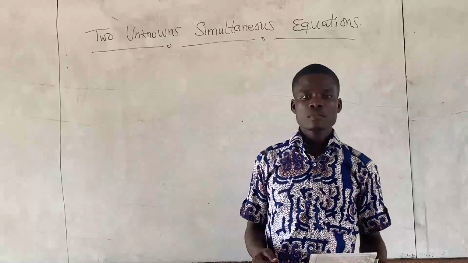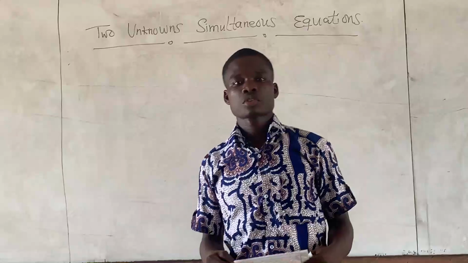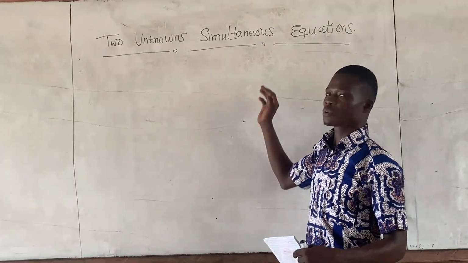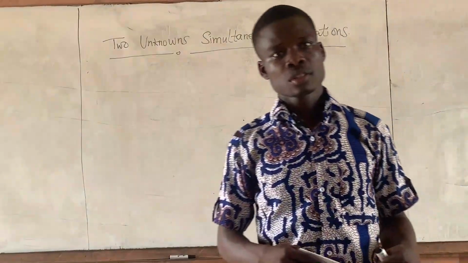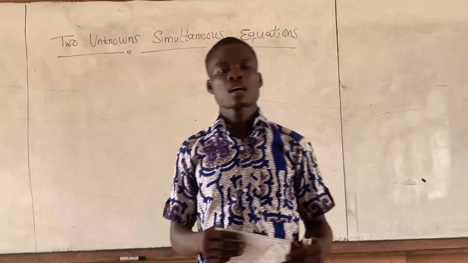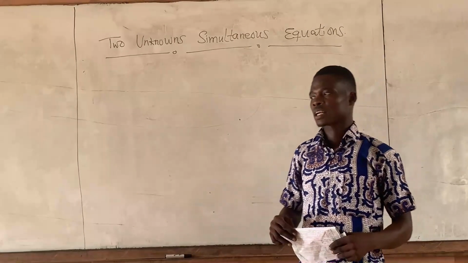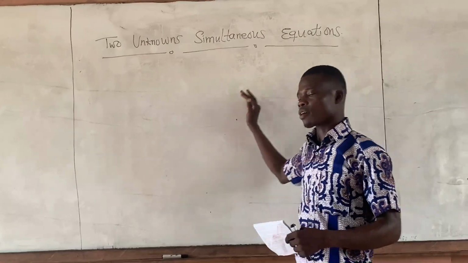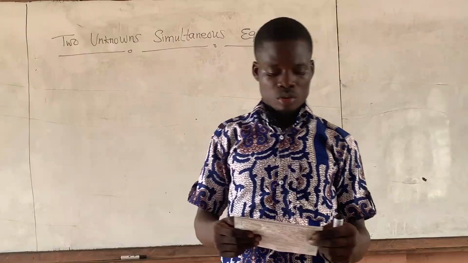So by the end of this lesson, you should be able to solve a given simultaneous equation involving two unknown variables, say x and y.